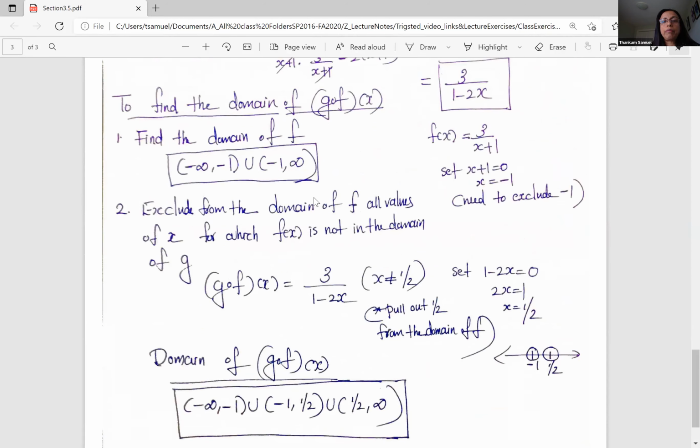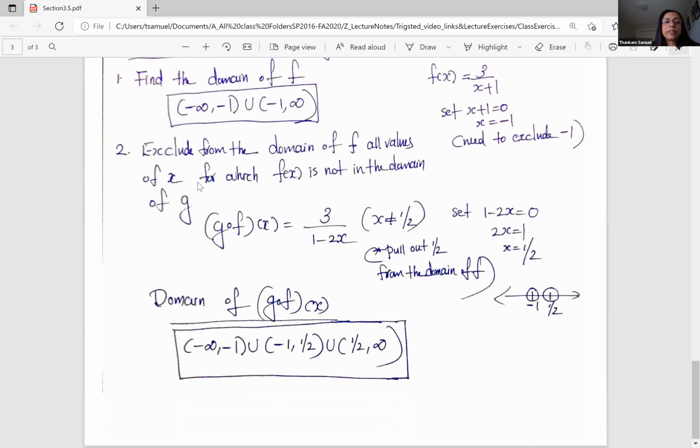So to find the domain of f, we know that f of x equals 3 over x plus 1. This is again a rational function. So denominator should not be equal to 0. To find the domain of this, set the denominator to 0, find the value of x, that is negative 1. We know that negative 1 makes this denominator 0, so we need to exclude negative 1. So the domain of f is negative infinity to negative 1 union negative 1 to infinity. So we use parenthesis for negative 1 because we need to exclude that value from the domain of f.